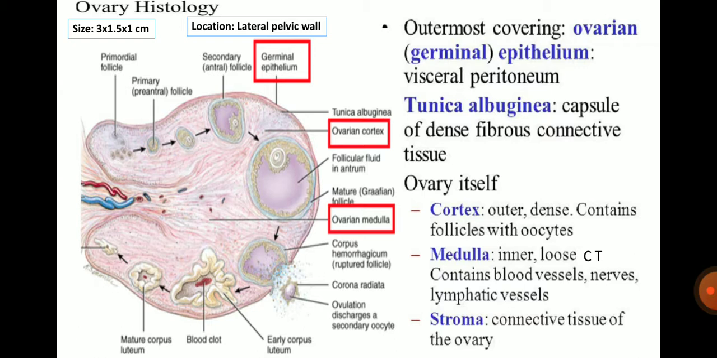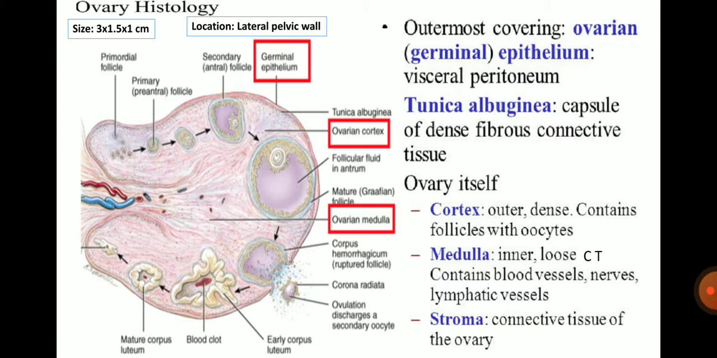So for the histological details of the ovary, you can have a look at this particular diagram. It's a diagrammatic representation of the histological structure of the ovary, where you can even see the size of the ovary mentioned to be 3 into 1.5 into 1 centimeter, and its location is the lateral pelvic wall. You can see the parts of the diagram as I explain. So the outermost covering is the germinal epithelium. It's also called the visceral peritoneum.